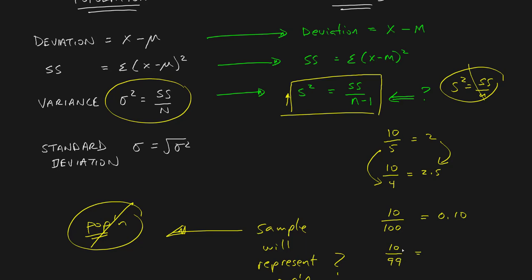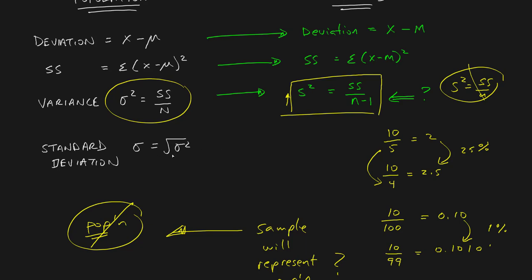When you work this out, 10 over 99 is equal to 0.101. This is, actually, it's 0.101010 and so on. This is a very small increase. This is only a 1% increase going from here to here. Here it was a 25% increase. So it's kind of a cool little correction that makes a big correction for small unrepresentative samples, and it makes a small correction for large samples, where the correction is not really needed very much.